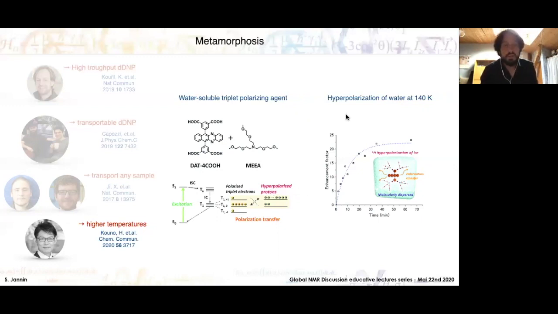So triplet DNP has been around for decades, but I think this is the very first time that it's done in a context which seems compatible with dissolution DNP. So maybe in the next years, now it's quite modest, the enhancements are modest, but maybe in the next years it's going to become competitive with very low temperature DNP. So I just wanted to highlight this result that I find quite interesting.